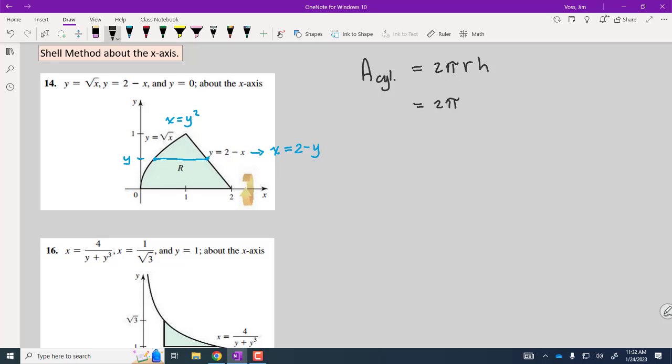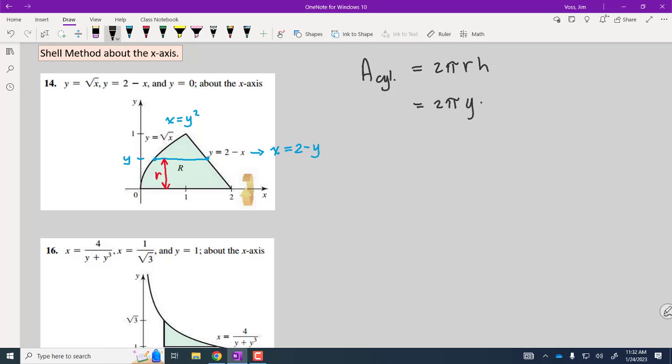Radius. So when we look at this, the radius is the distance that element is from the axis of rotation. That is the radius. What is that distance? Y. Right? That's what this is representing. This is the element at a height of y. That height of y, that is the radius. So, 2 pi y. And now the height.